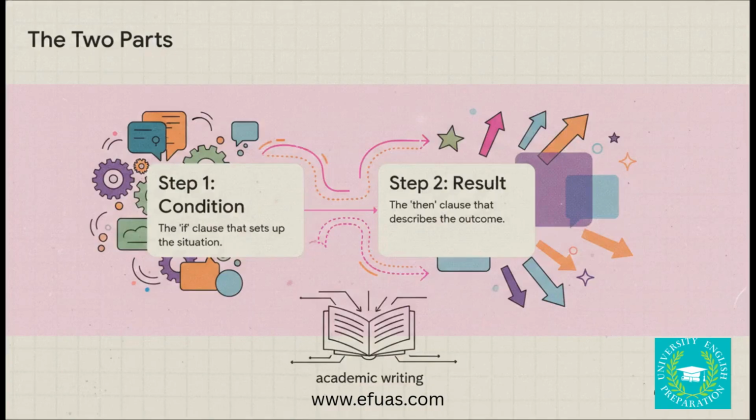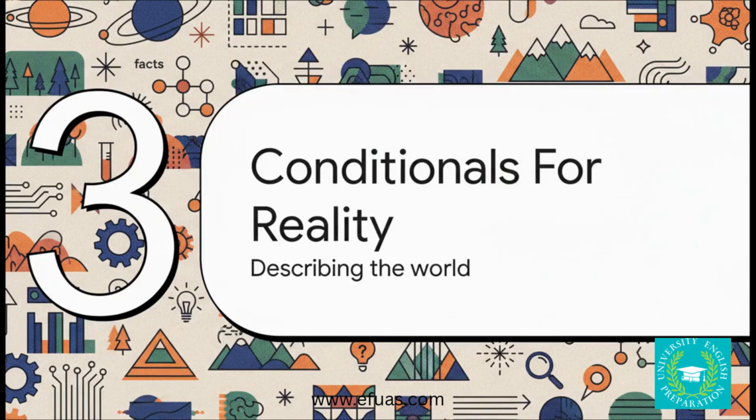So let's break that down one more time. You've got the if clause, that's what sets up the whole condition. And then you've got the result clause, which tells you the outcome. Keep an eye on these two parts as we go through this, because seeing how they play together is the whole key. All right, now that we've got the basic structure down, let's look at our first set of tools.